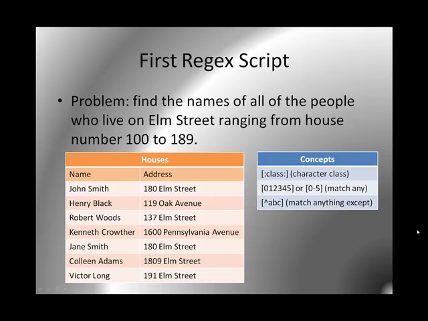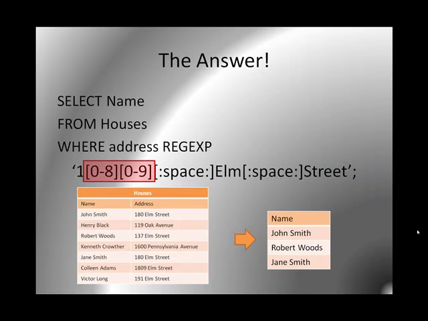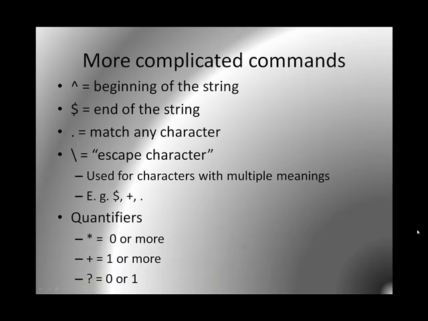Let's say you wanted to match anyone who lived on a particular block. This should be pretty easy to do with the expressions I've taught you already. You can define anyone who lives between the address 100 and 189. You can use the predefined space class in order to find any spaces. Now onto some more complicated commands.